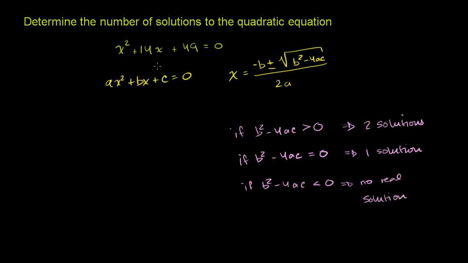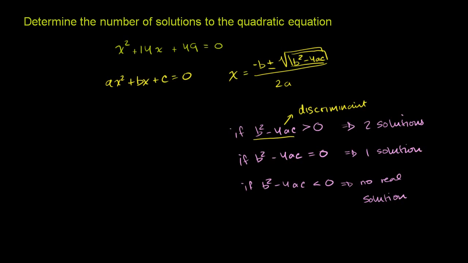So let's think about it in the context of this equation right here. And just in case you're curious whether this expression, b squared minus 4ac, has a name, it does. It's called the discriminant. That's that part of the quadratic formula. It determines the number of solutions we have. So if we want to figure out the number of solutions to this equation, we don't have to go through the whole quadratic formula, although it's not that much work. We just have to evaluate b squared minus 4ac.